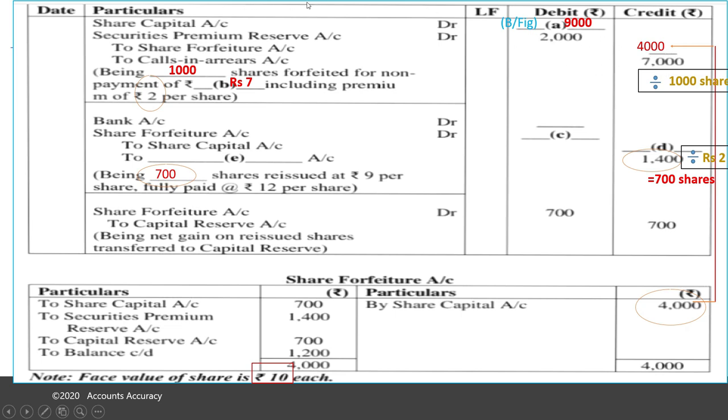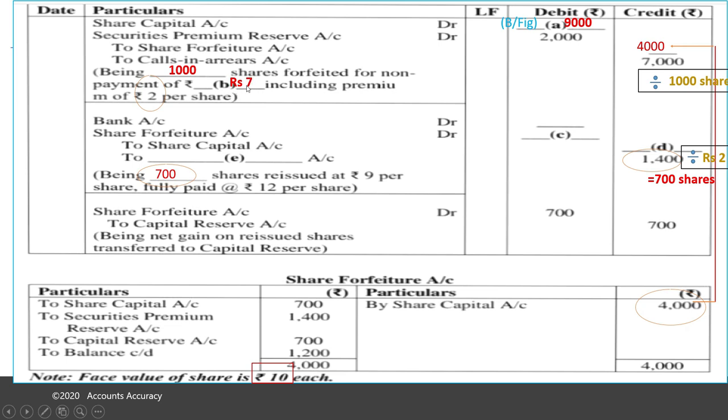Now, if your values have come out, you can also find out the number of shares which got forfeited. How? Just see. You have been provided with rupees 2 per share as the securities premium value, and the total amount of securities premium reserve which has been debited is 2,000. So when you divide this 2,000 by rupees 2, you get the number of shares which got forfeited, that is 1,000. Now if 1,000 shares have been forfeited, what is the amount which is not paid? That is rupees 7.